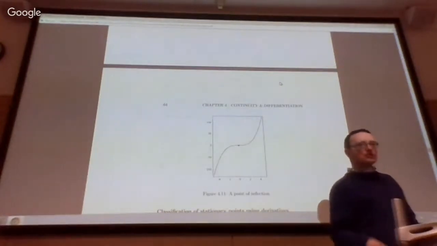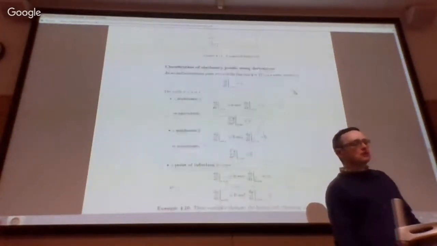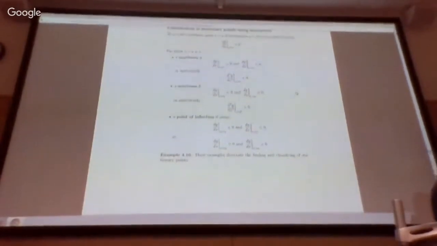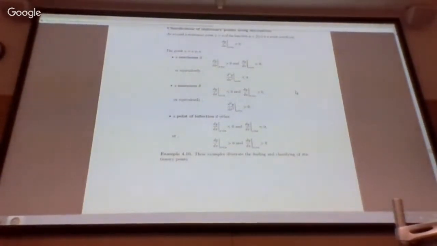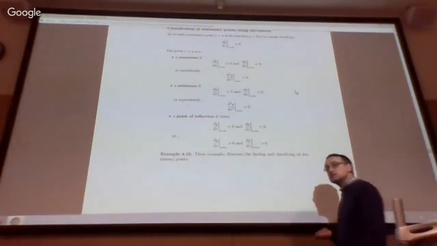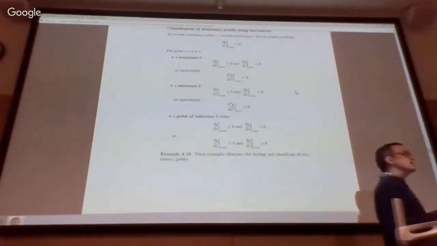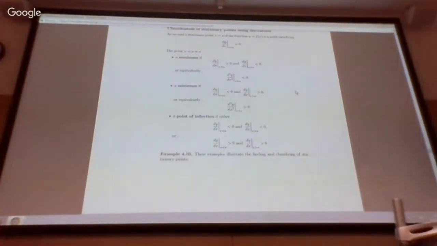To be absolutely sure, to reach a rigorous conclusion, we then pass to the second derivative. So the second derivative tells us about the rate of change of the rate of change of the function, the rate of change of the first derivative, the derivative of the first derivative. So the second derivative tells us the rate at which the first derivative is changing.